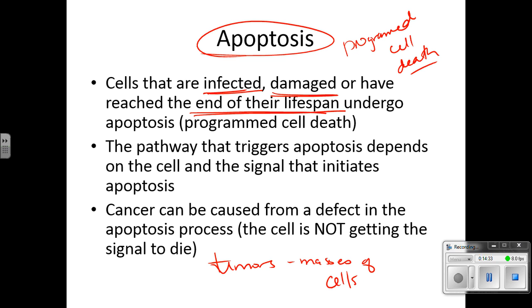And so what can happen is that if there's a problem in the apoptosis process, the cells don't die. They don't stop dividing. They don't die. And when they don't die, you can end up with a mass. The cell is not getting the signal to die, and it's damaged. And then we have a problem. We have a damaged cell that's not dying.